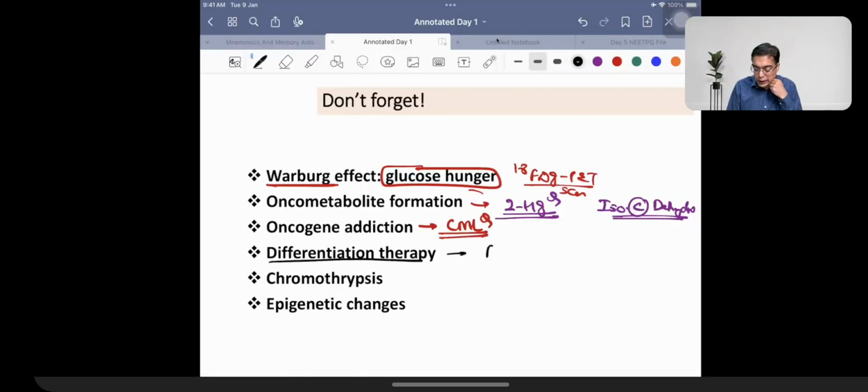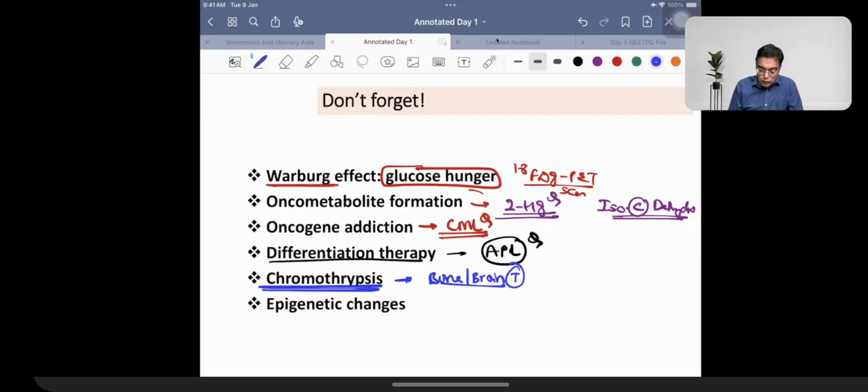Differentiation therapy is dependent upon acute promyelocytic leukemia. Which translocation is seen over here? Vitamin A underactivity, 15-17. So you have to give vitamin A from outside. Then we are going to be talking about a condition known as chromothripsis. Chromothripsis is chromosome shattering. Bone tumor, brain tumor. Chromosome shattering, rearrangement of the chromosomes in different ways.